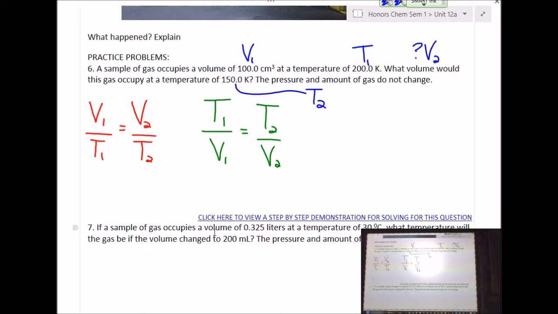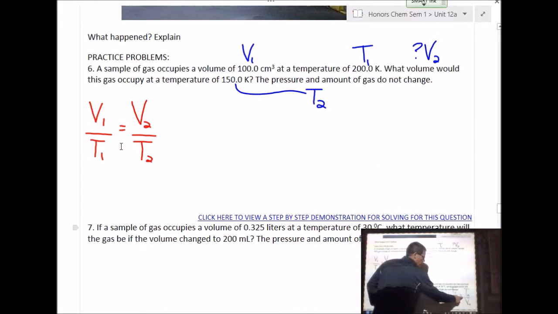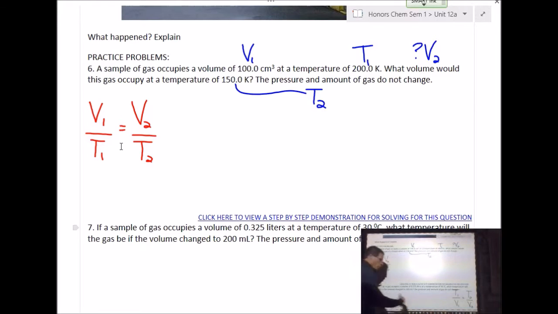So since we're looking for V2, should we use the equation here on the left or this guy? The one on the left. So let's move this one out of the way for just a moment. Okay. And we always have to do this. We don't ever want to cross multiply, so we want to manipulate the expression before we do anything.